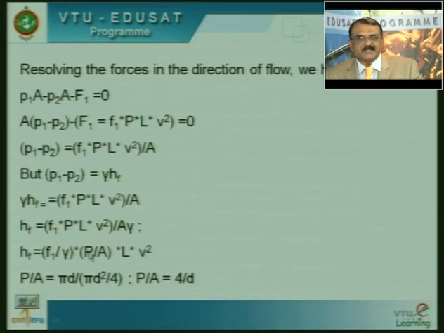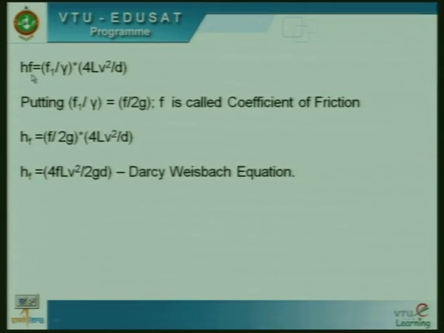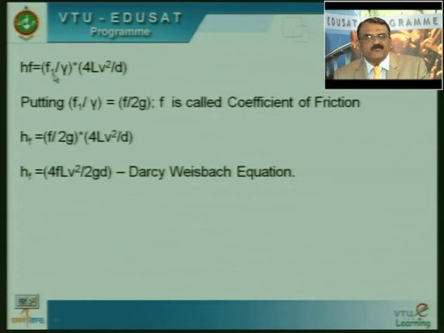Okay. So, first let us talk about this P by A. P is the perimeter, pi d, and A is pi d square by 4. If you substitute these values and simplify, you are going to get P by A is equal to 4 by D. Now, in place of P by A, you substitute this 4 divided by D. See what you are going to get. Therefore, HF is equal to F1 by gamma into 4LV square divided by D.